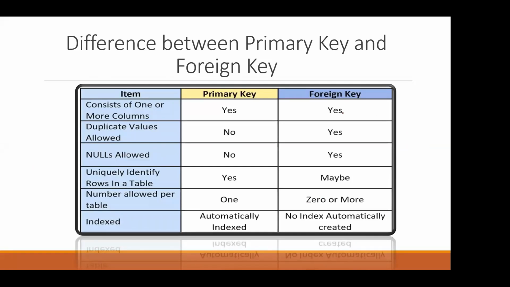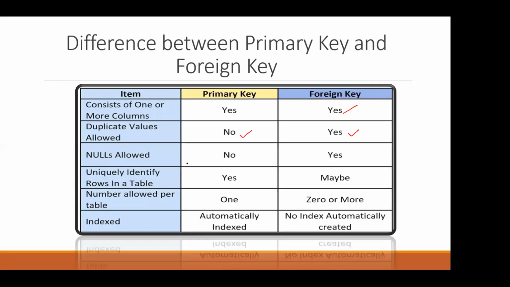Composite key means we can use one or more columns together. Are duplicate values allowed in a primary key? No, it will not allow duplicate values, it will always be unique. But a foreign key can have duplicate values, because two teachers working in the same department have the same department code, and we are giving a reference to the department table. So here duplicate key values are allowed.